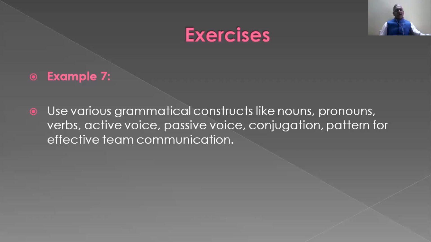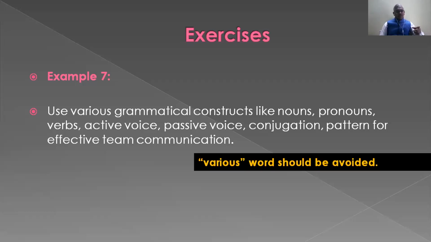What is the problem with this course outcome? First thing is "various" is used. You see, "use various grammatical constructs", like various, you should never use it because it keeps the course outcome open. You need to close it. You need to be very precise when you define a course outcome. So "various" should be avoided.